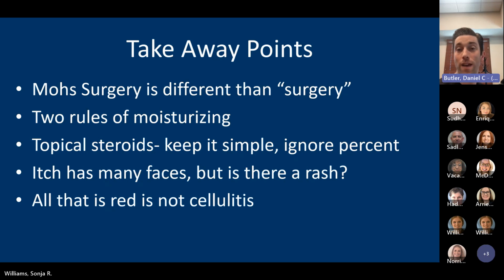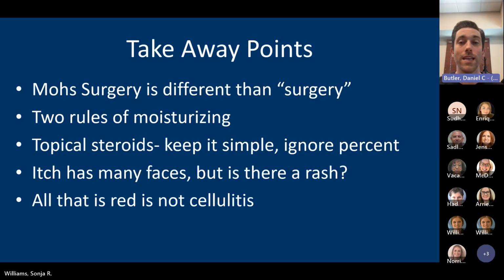Number four is that itch has many faces. You now know that there's three main contributors: the immune system, the nervous system, and the primary skin system, the keratinocyte. The way that you work through which one is the dominant contributor is asking if someone has a rash or not. If they do have a rash, you can start down the immunologic treatment pathway, which is moisturizing and topical steroids, of course with the caveat of paying attention to if there's a concern for scabies or other infections that can incite the immune system. If there is no rash, you want to consider a systemic workup to make sure there's no internal cause of itching, like liver disease or kidney disease or lymphoma. And if those aren't there, you can consider neuropathic causes and neuropathic treatments.